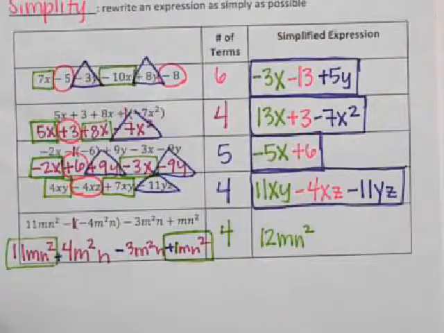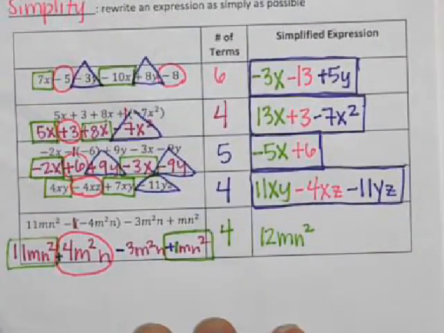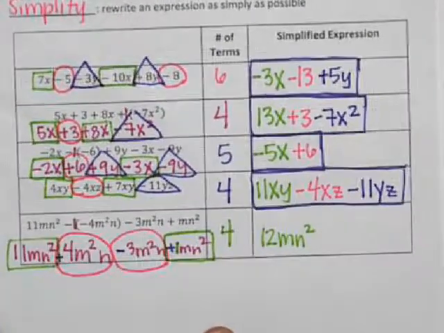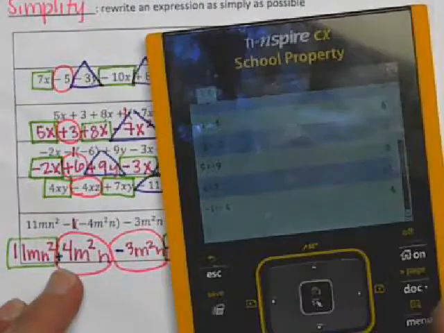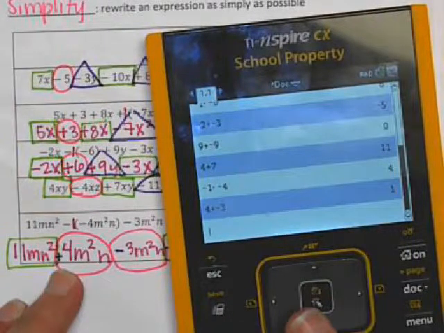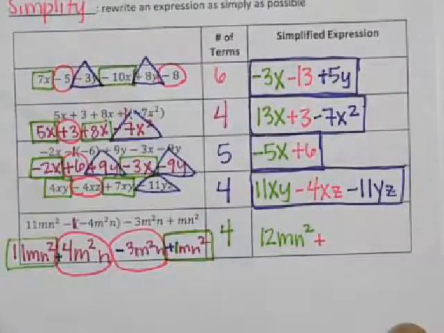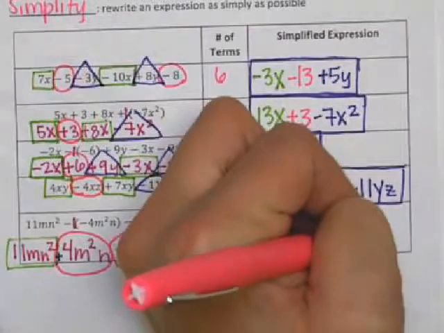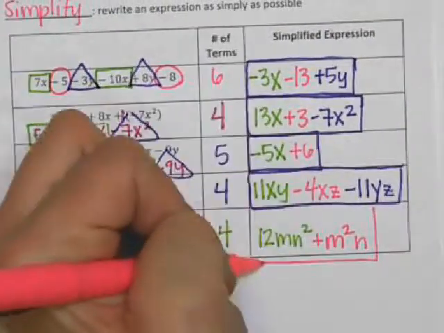Then I'm going to circle my next term, m squared n, and it has a like term. And I'm going to combine 4 and negative 3, 4 plus negative 3, and get a positive 1. And I don't have to write the 1 in front, because we don't write 1 in front of variables. And I'm going to write m squared n. Positive m squared n, and that will be my answer.